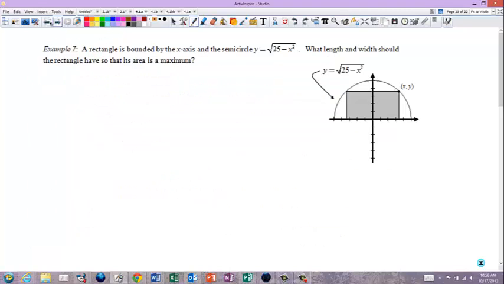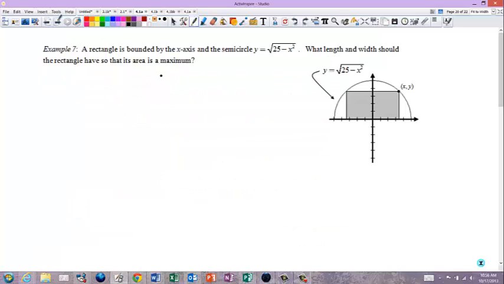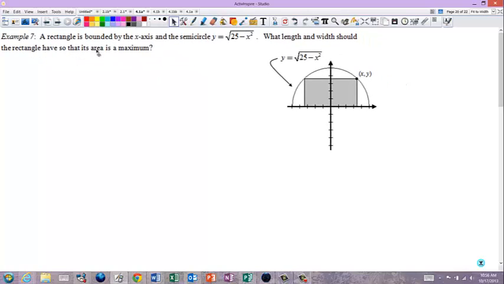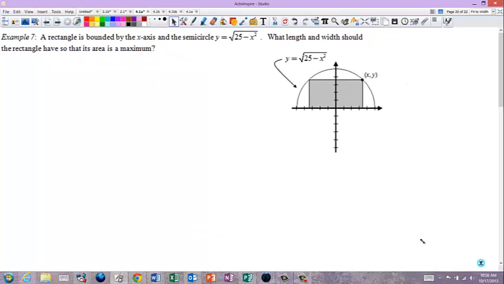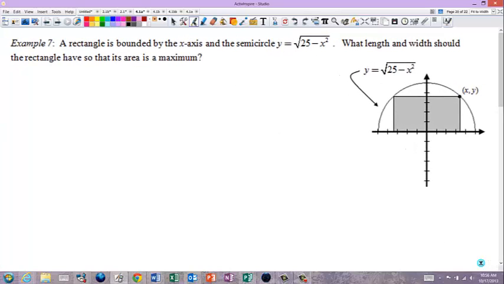Alright, we're just going to jump right in. I'm going to let you read all that on your own. Jumping in. A rectangle is bounded by the x-axis and this semicircle, the square root of 25 minus x squared. What length and width should the rectangle have so that its area is a maximum?